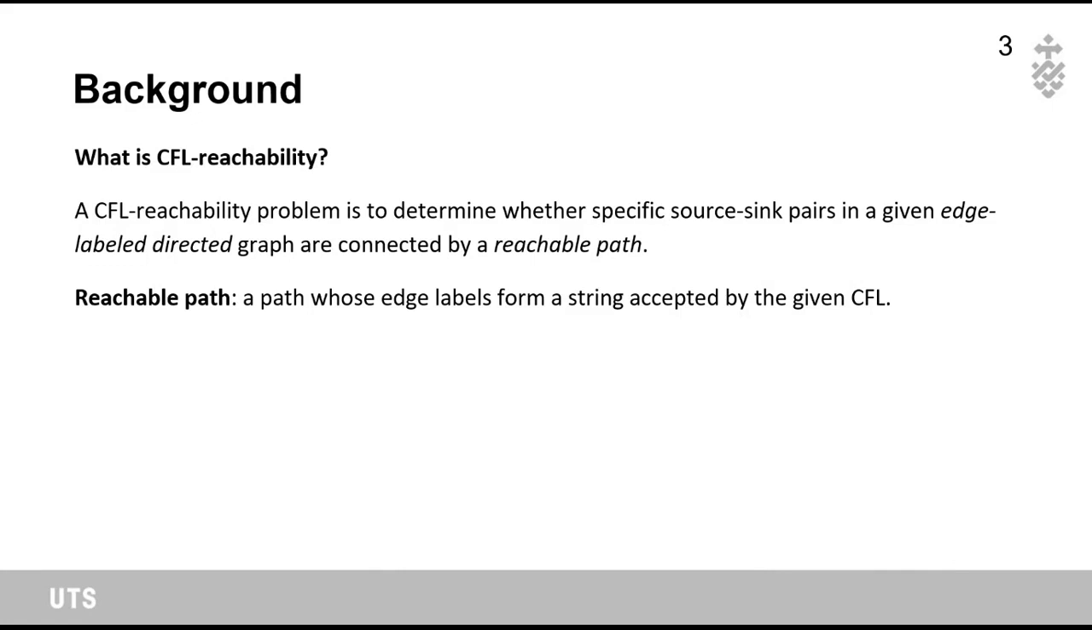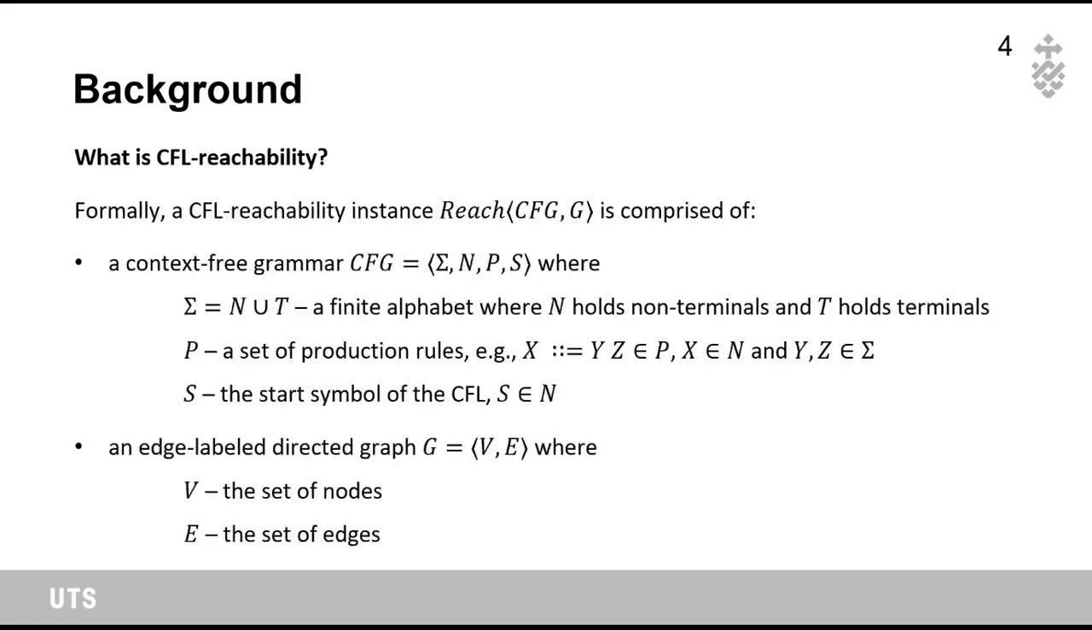given context-free language. Formally, a CFL-reachability instance is comprised of a context-free grammar and an edge-labeled directed graph, where the grammar is comprised of an alphabet, some production rules, and a start symbol, and the alphabet consists of terminal and non-terminal symbols, where a non-terminal can be induced from other terminals or non-terminals by the production rules. For example, in a production rule X equals YZ, X is a non-terminal and Y and Z can be terminals or non-terminals.